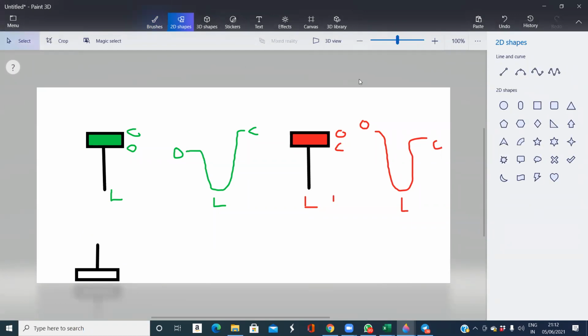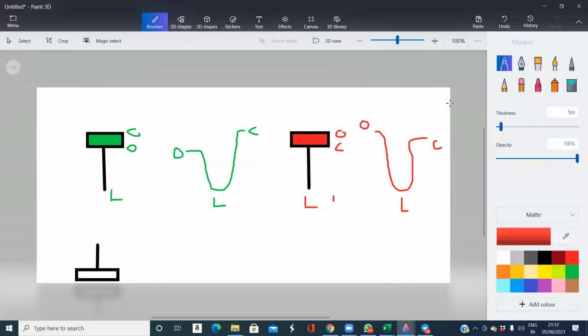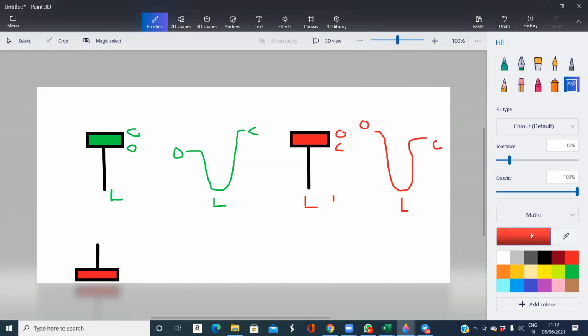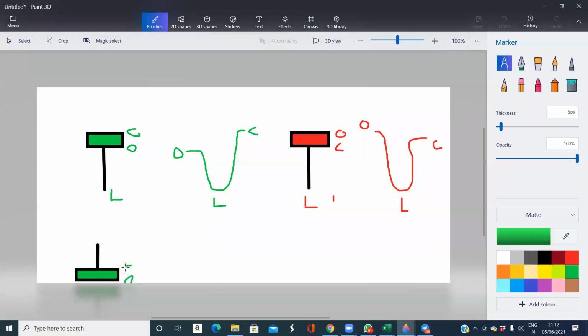So what is the open here? This is open, this is close, and this is high. So this hammer is a bearish hammer. The stock will open here, it will make a high, again it will go down and it will close. Open, close. So this is bearish.